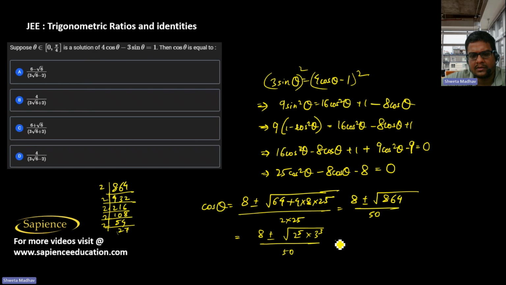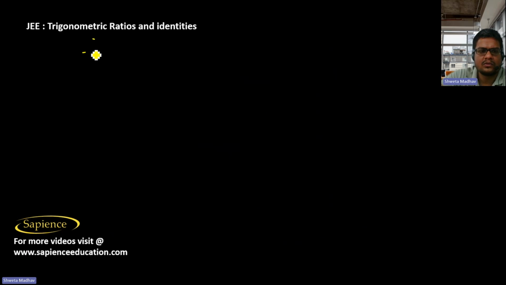divided by 50. So this will be 8 plus or minus, 2 squared will come outside, so 4 into 3, and inside we will have 6, over 50. So therefore cos theta is coming 4 plus or minus 6 root 6 by 25.